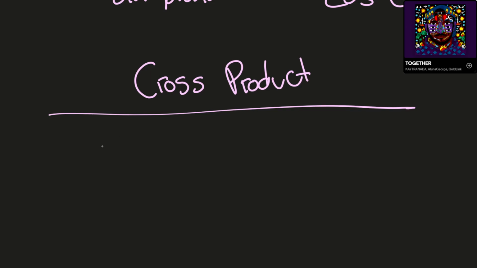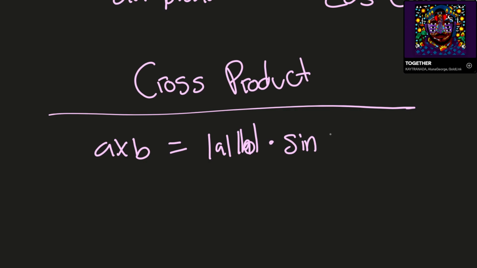And now let's go on to cross product, which you will need a bit of matrices understanding here. The cross product, it's usually written as axb, and that is equal to magnitude a times magnitude b times sine of theta.